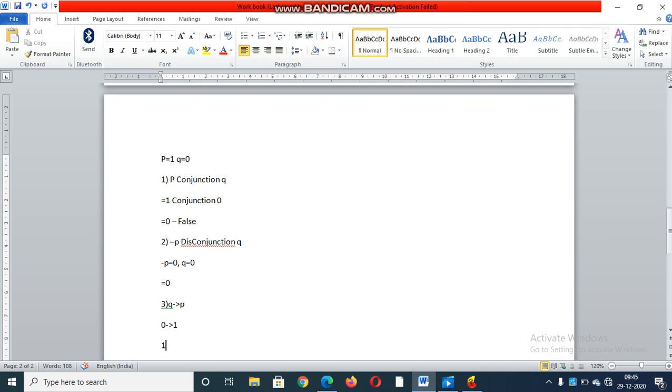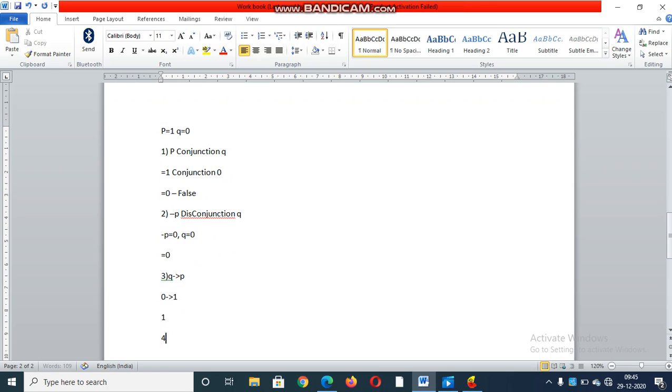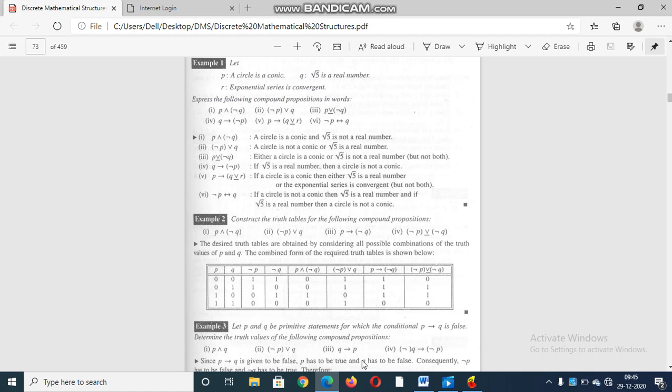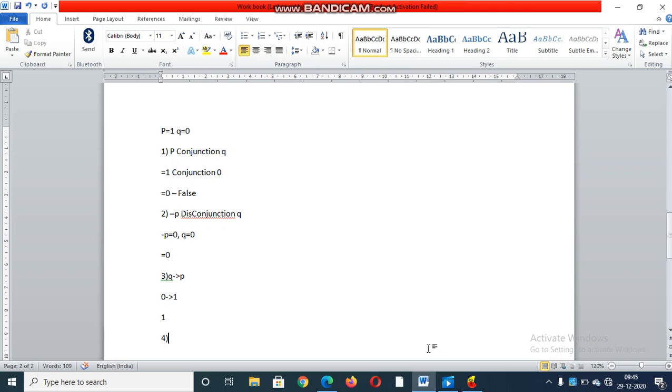0 implies 1, output is 1. Next we have to check the fourth question. Come here. In the fourth question, not Q implies not P. So, not Q implies not P. Here Q and P both are correct. The same question they given, not Q implies not P.